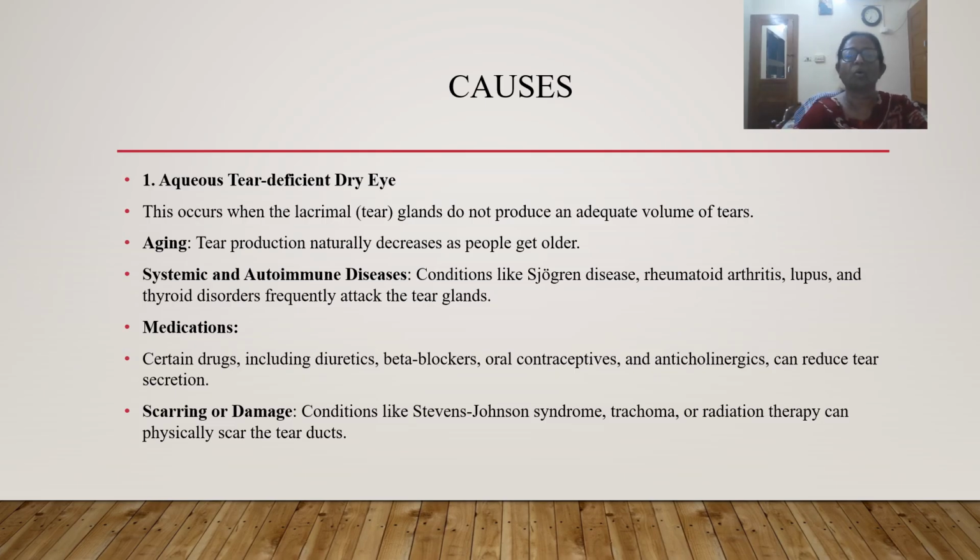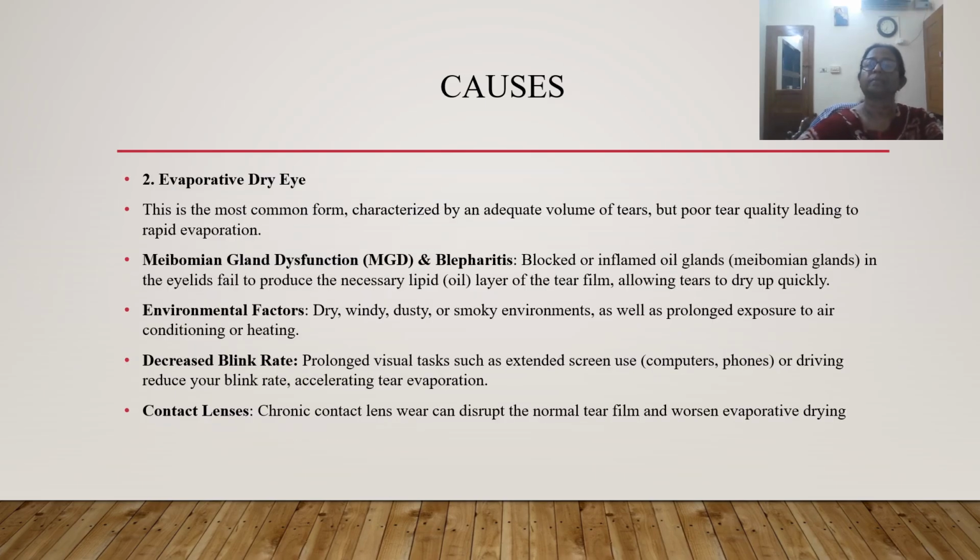And systemic and autoimmune diseases like Sjögren's syndrome, rheumatoid arthritis, lupus erythematosus, and thyroid diseases will frequently attack the tear glands. Medication: certain drugs like diuretics, beta blockers, oral contraceptives, anticholinergics can reduce the tear secretion. Then scarring or damage conditions like Stevens-Johnson syndrome, trachoma, or radiation therapy can physically scar the tear ducts.